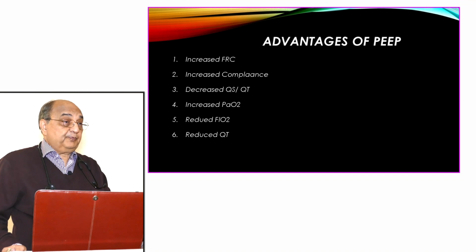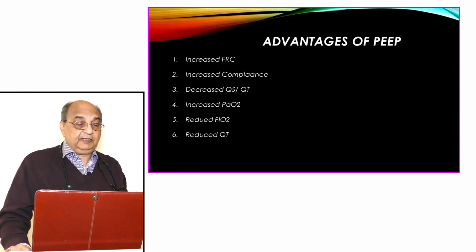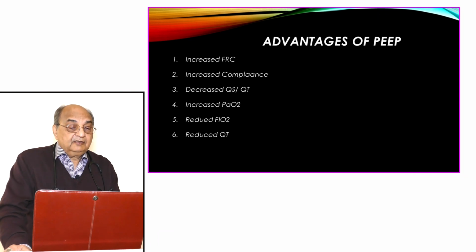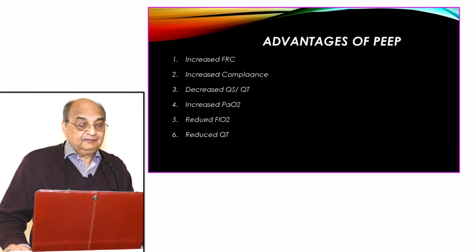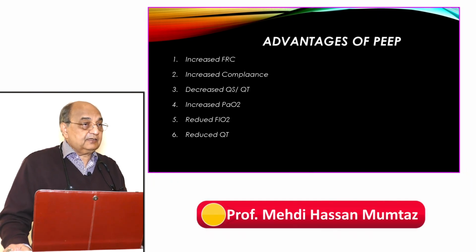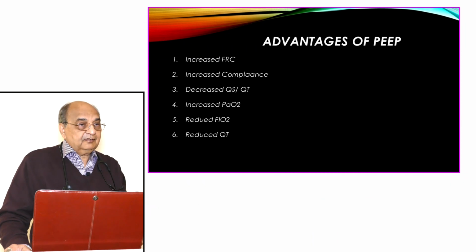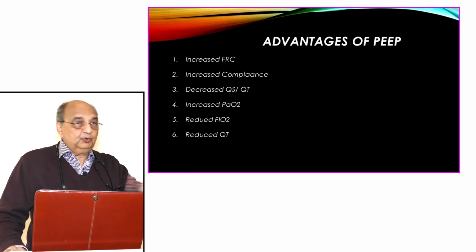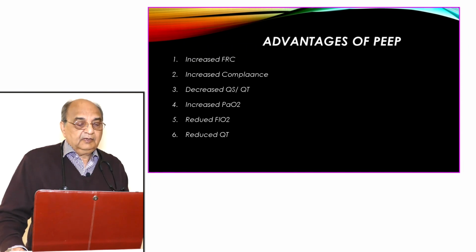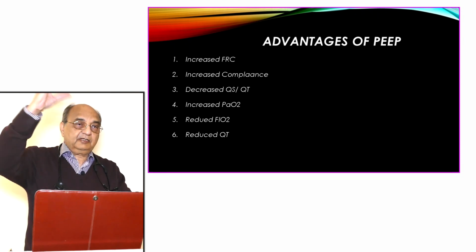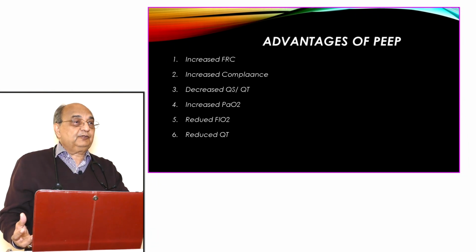Now, advantages of PEEP. If you put the patient on a PEEP, it increases the functional residual capacity, it increases the compliance, it decreases the QS over QT, that is the shunting effect. QS is the blood which is not coming in contact, and QT is the total blood which is passing through the lung. Then it will increase the PaO2, the partial pressure of oxygen in the alveoli. It will also reduce the FiO2. When your PO2 is increased, accordingly you keep dropping the FiO2.